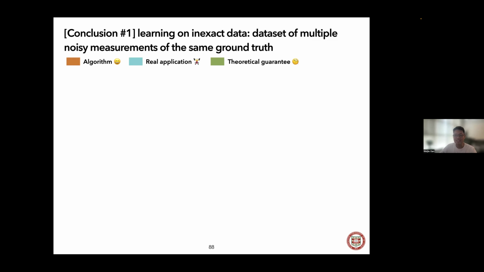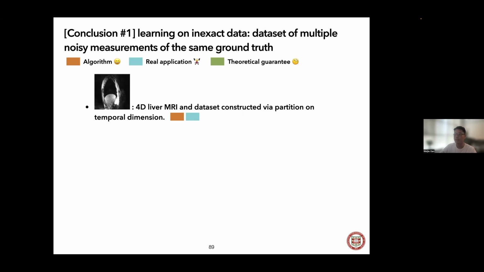All right, that's everything about my talk. Let me draw a conclusion and also a takeaway. So the first topic is about learning on inexact data. I show you that if you don't have ground truth, you could consider a dataset of multiple noisy measurements of the same ground truth. First of all, I talked about deliver MRI, a real application where you actually don't have ground truth. I show you an easy way to get a training dataset by doing partition on the temporal dimension. It's about algorithm and real application.